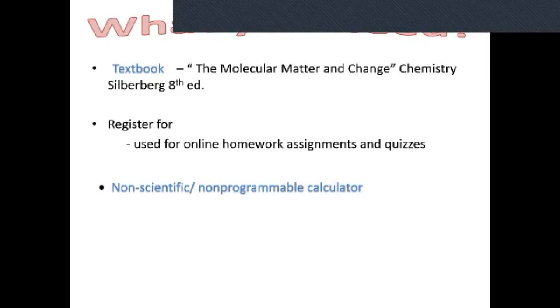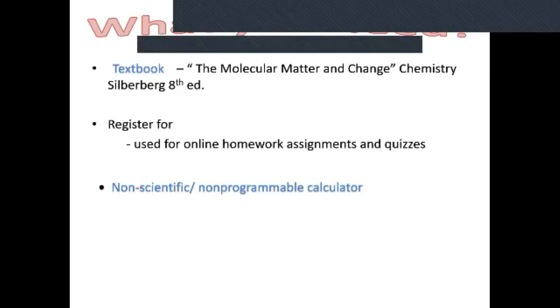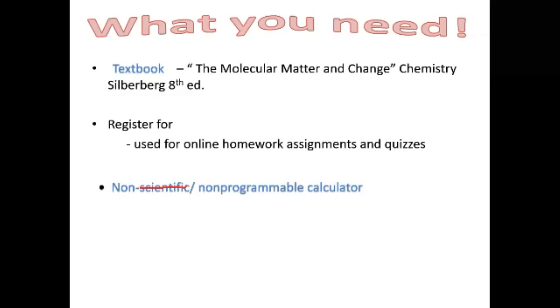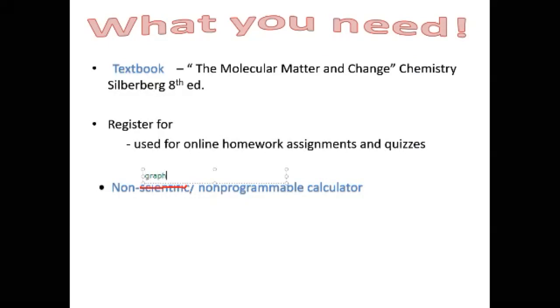And you will need actually a non-graphing calculator. It's not non-scientific. So like a TI-30 is the preferred calculator for this class. So that's what you need. There's no iClicker used. We don't use any iClickers because it's all online.